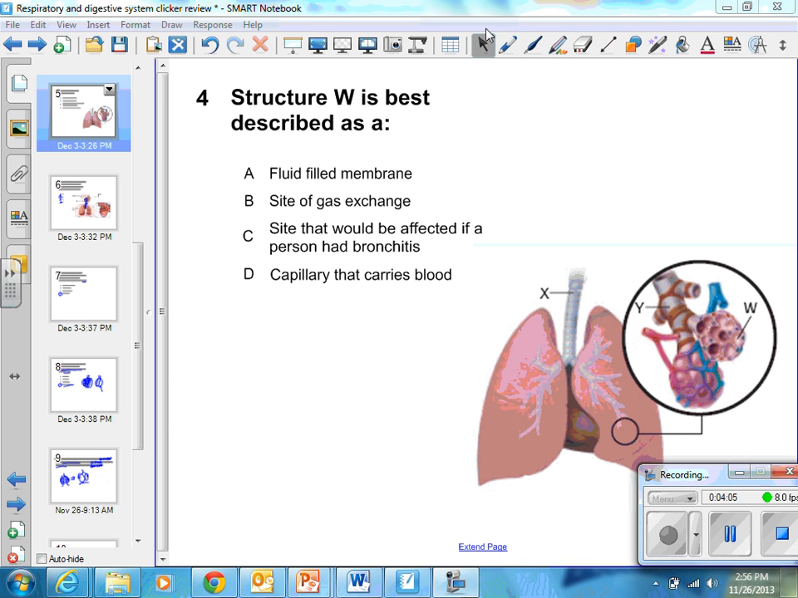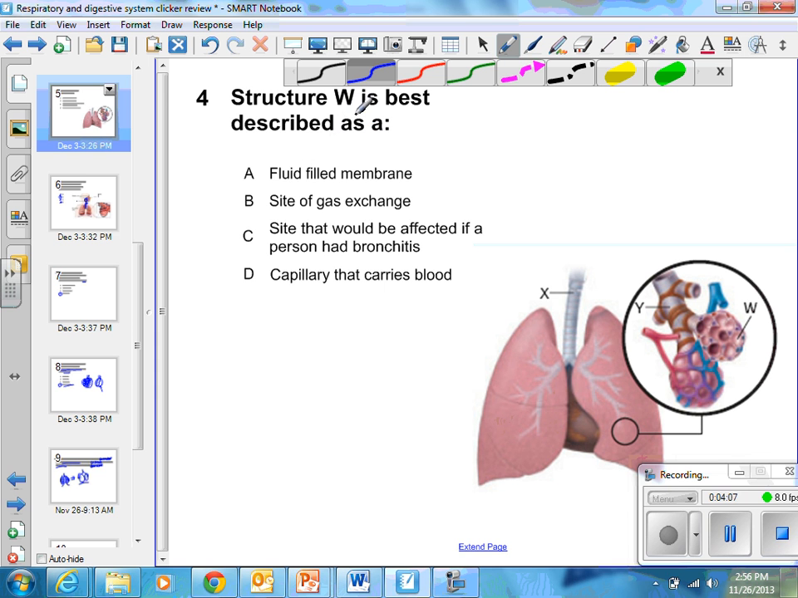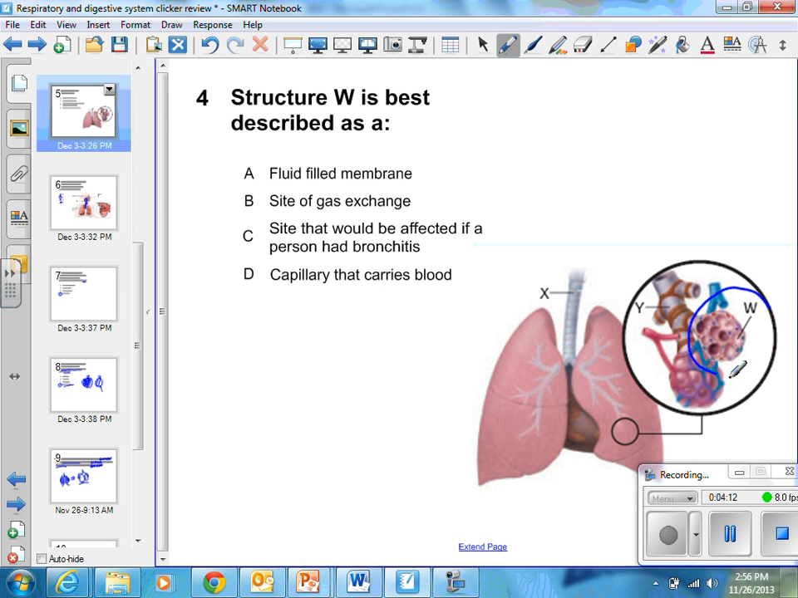Okay, which statement best describes structure W? Here's structure W, and this is pointing at the alveoli, at the air sac. This is not a fluid-filled structure. That would be a problem if there was fluid in there. You wouldn't be able to breathe. It'd be the equivalent of drowning.